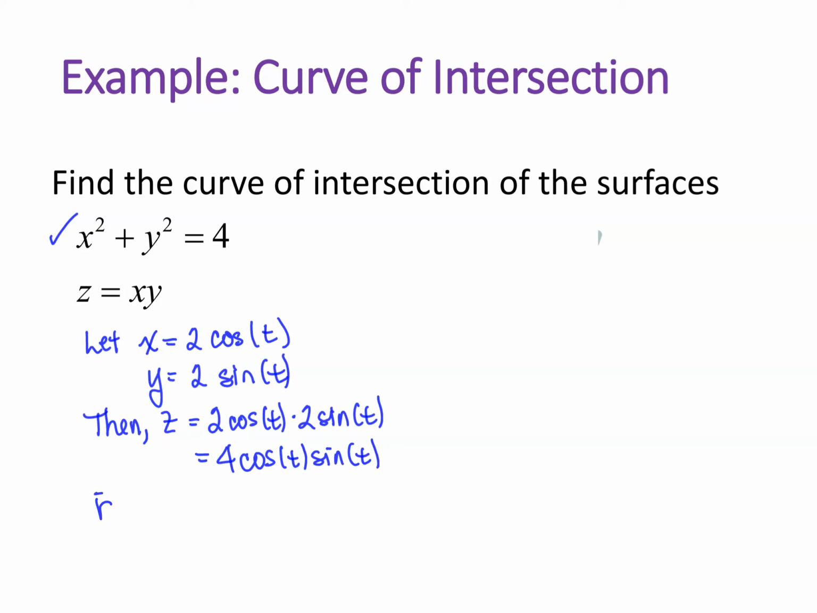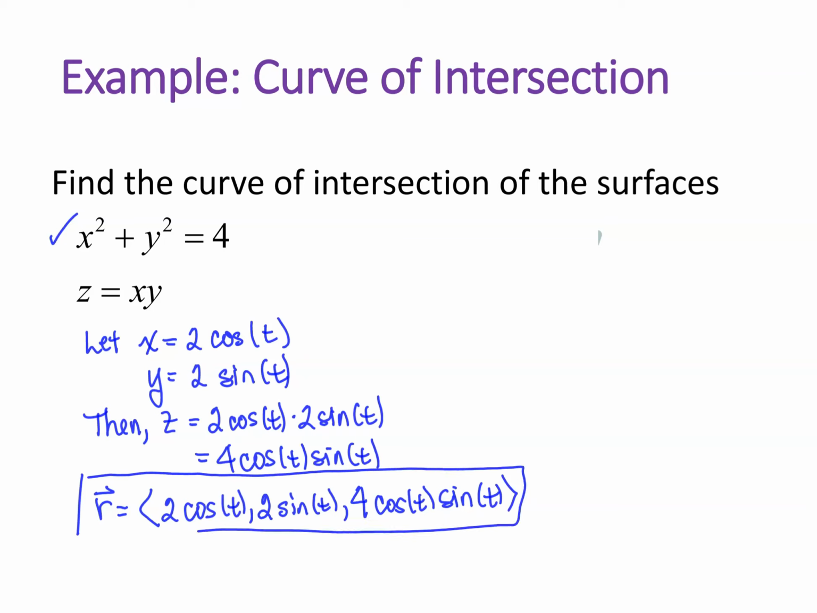So then our vector valued function, or our curve of intersection, would be: in our x component, we would have 2 cosine of t. Our y component would be 2 sine of t. And our z component would be 4 cosine of t sine of t. And that would give us our curve of intersection. So let's go ahead and take a look at what these surfaces look like and where that curve of intersection comes into play.